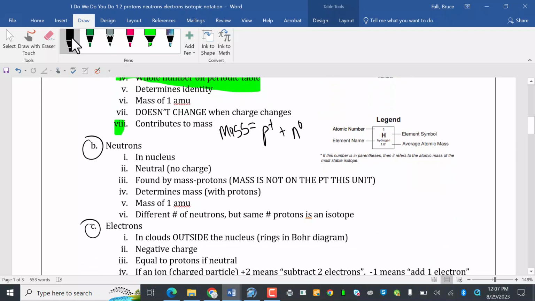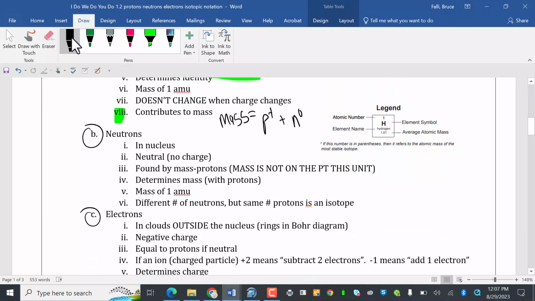All right, neutrons. Neutrons are also in the nucleus. Neutrons are neutral, which means they have no charge. They're found by mass minus protons. Here I've got mass equals protons plus neutrons, so if I do a little math, neutrons equals mass minus protons. If you know one, you know the other. They have a mass of 1 atomic mass unit.